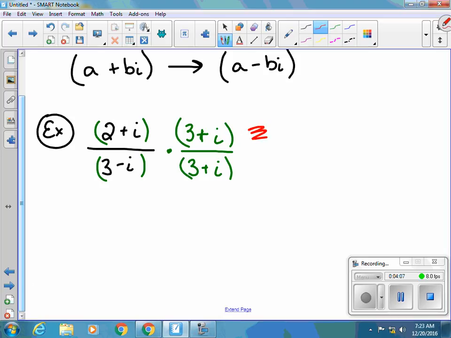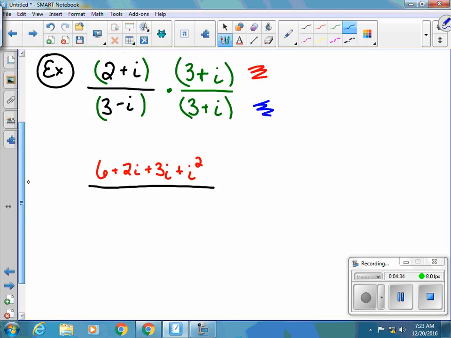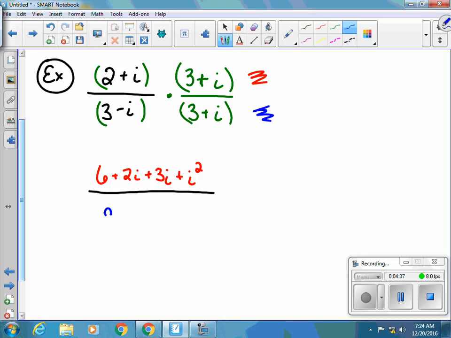So for the top, we're going to do that in red. I've got 2 times 3, which gives me 6. 2 times i gives me 2i. i times 3 gives me 3i. And i times i gives me i squared. Now I'm going to do this to the denominator. Got 3 times 3 gives me 9. 3 times positive i gives me plus 3i. Negative i times 3 gives me negative 3i. And negative i times positive i gives me a minus i squared.